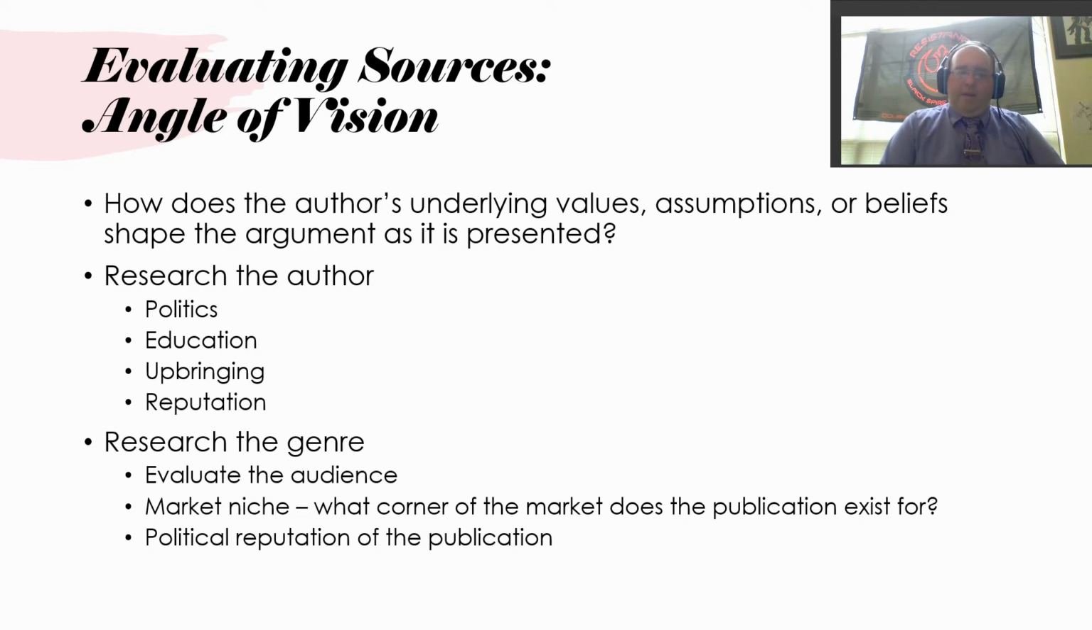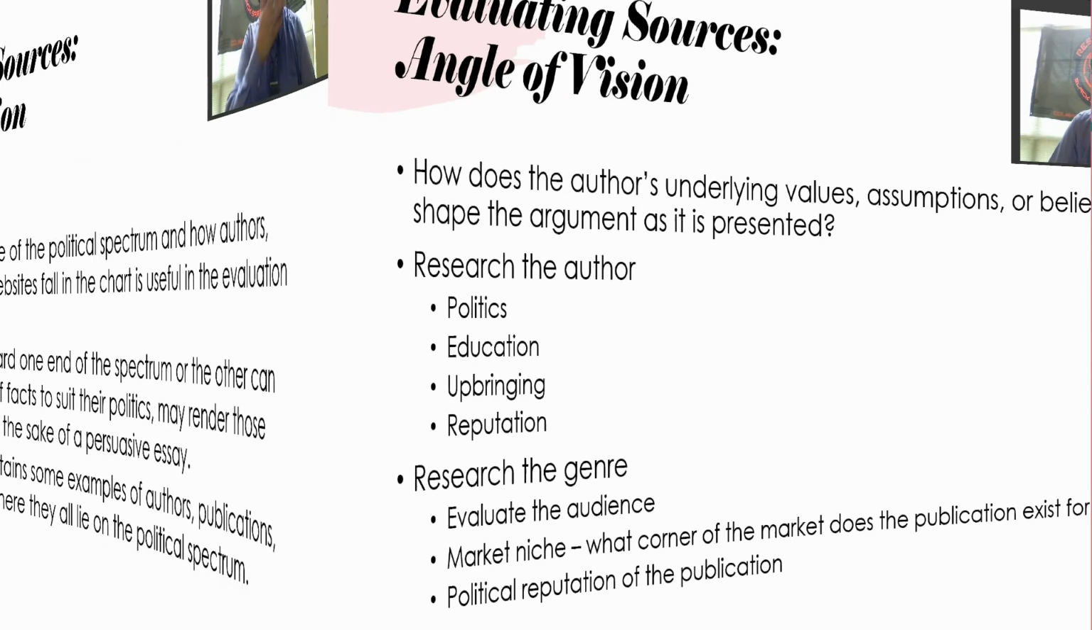Also look at the market niche. What corner of the market does the publication exist for? Are they trying to reach a certain segment of the audience, certain age group, certain education level, certain political affiliation, certain religious affiliation, so on and so forth? What is the audience's market? Also, political reputation of the publication. Where have they stood in the past on controversial political issues? What have they done in the past in terms of advocacy or activism or anything like that?